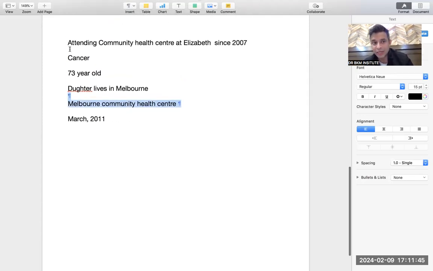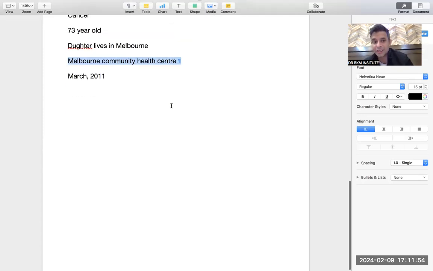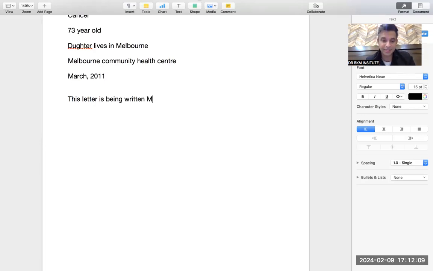You are a nurse here, so you will write a letter to Melbourne Community Center to tell them everything about the patient. In this kind of letter, what special grammar is required? Whether I write 'I am writing this letter' or 'this letter is being written' doesn't make a difference; the rest of the grammar would. So: this letter is being written regarding Mr. X, who has been attending our community center since March 2007.